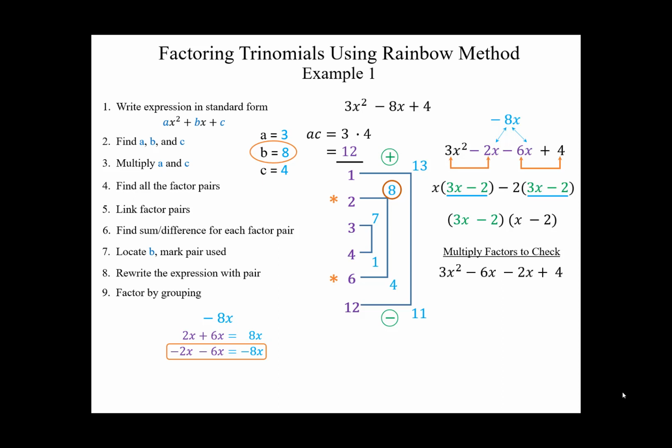Combining our like terms, we get 3x squared minus 8x plus 4, which was our original expression we were trying to factor. So we found we do have the correct factors. And that's it for factoring trinomials using the rainbow method.